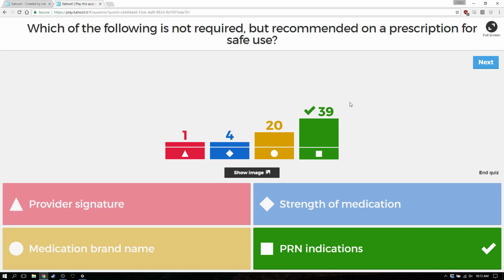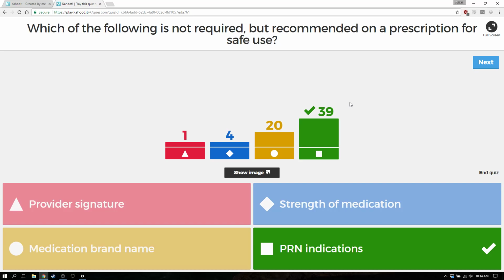The only issue with that is when you're dealing with controlled substances, especially C2s, you need to have a handwritten signature, right? Again, C2s have to come on that tamper-evident looking paper, so you can't copy it and go around to all the different pharmacies. Strength of the medication, recommended or required? Required. You have to have the strength on the prescription.